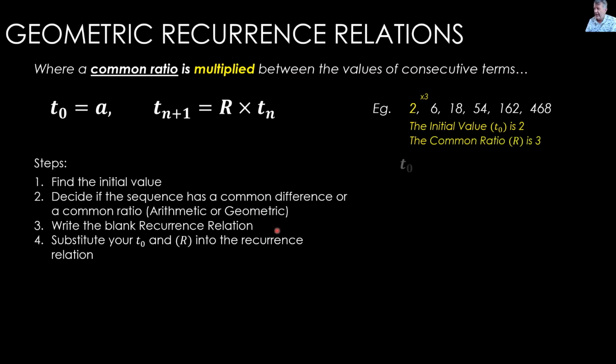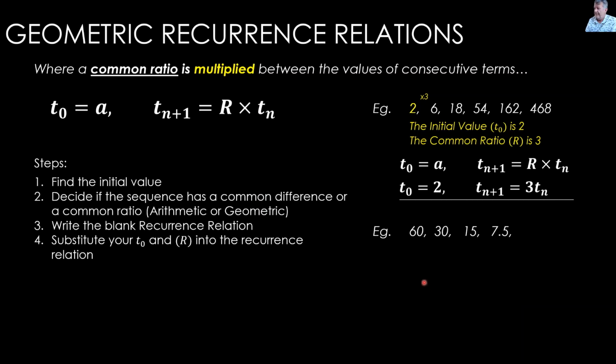Third step, write the blank recurrence relation. And fourth step, substitute our 2 and our 3 in. So T0 equals 2, Tn plus 1 equals 3 times Tn. Now, remember in algebra, when you have a constant multiplied by a variable, like 3 times A, you don't have to write 3 times A, you just write 3A. Same thing applies here. So instead of 3 times Tn, we have 3Tn. Done. Initial term is 2. The next term equals 3 times the current term.